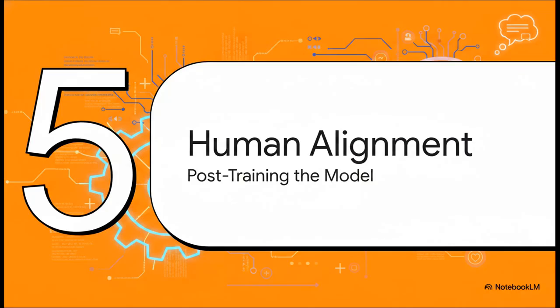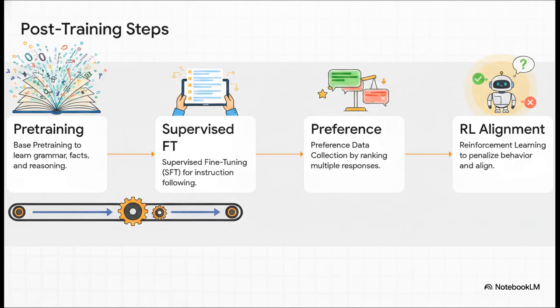Okay, Section 5, Post-Training and Human Alignment. How does a model transition from just a raw text predictor to an actually helpful assistant? Well, it goes through a rigorous assembly line of post-training. First up is base pre-training. This is where it churns through trillions of words to learn grammar, facts, and basic reasoning. Next is supervised fine-tuning, or SFT, which teaches it to actually follow instructions using highly curated prompt response pairs.